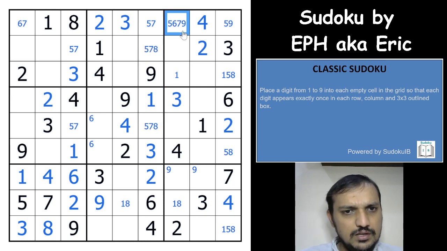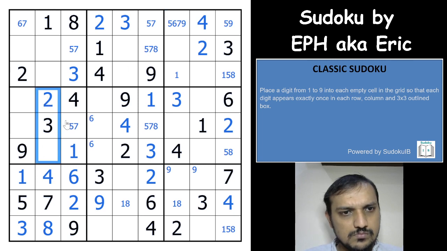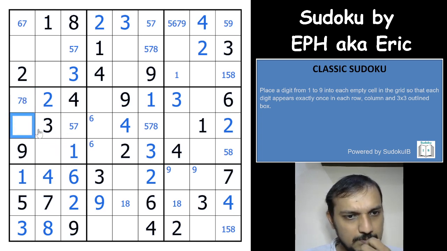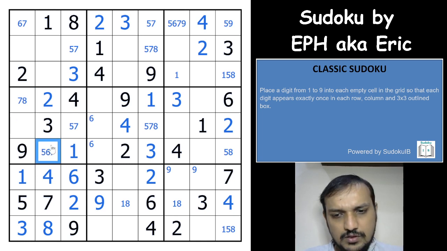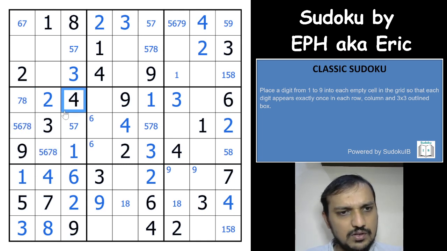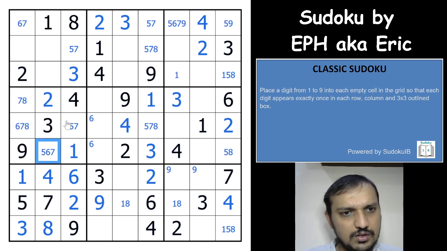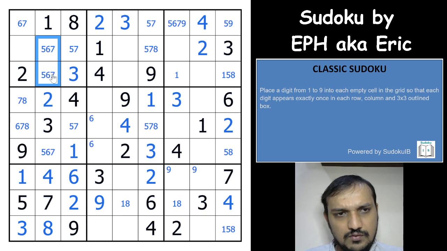5, 7 and 8. These two cells are 8. So 5, 6, 7 and 8. 6, 5, this is 7 and 8. 5, 6, 7 and 8. Okay, 5 isn't here, 8 isn't here, 5, 6 and 7 here.